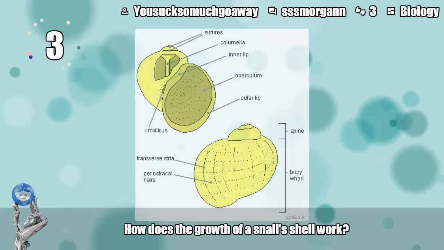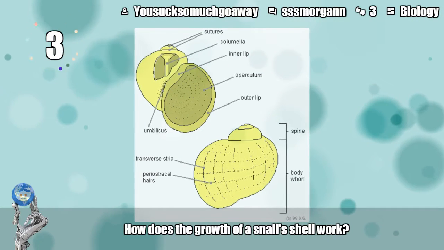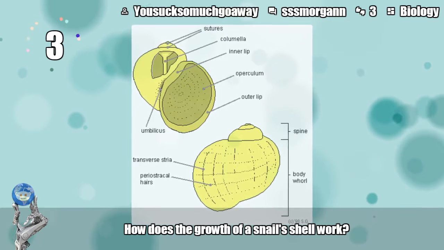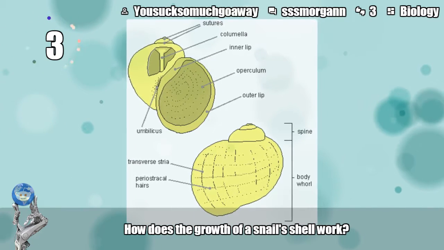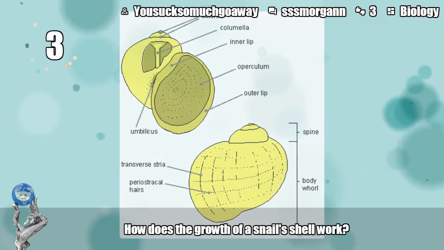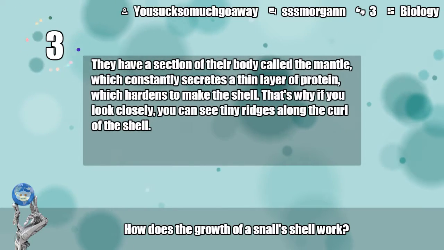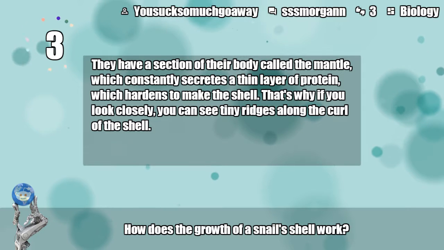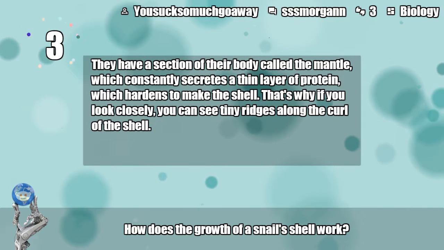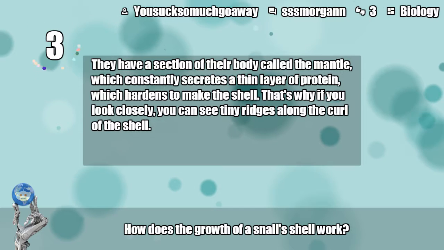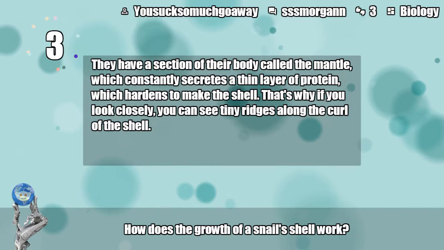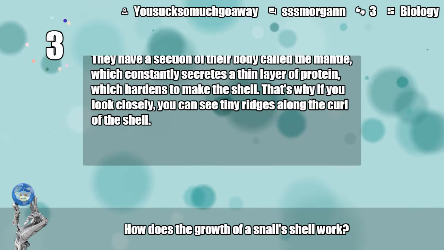At number 3, in the category Biology, the user Usexamichgoway is looking to know, how does the growth of a snail's shell work? The reply comes from Smorgan. They have a section of their body called the mantle, which constantly secretes a thin layer of protein, which hardens to make the shell. That's why if you look closely, you can see tiny ridges along the curl of the shell.